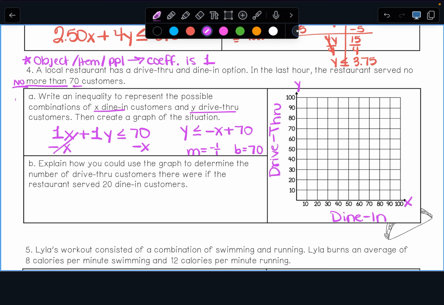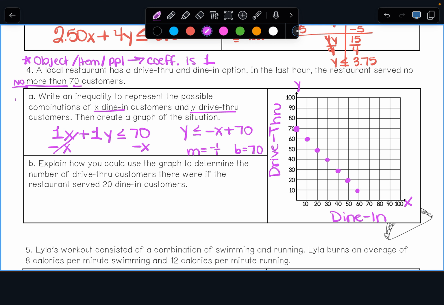0.70. And then it says we're going to go what direction? Up to the right, or down to the left? Up to the left or down to the right. So down one, right one, down one, right one, down one, right one.